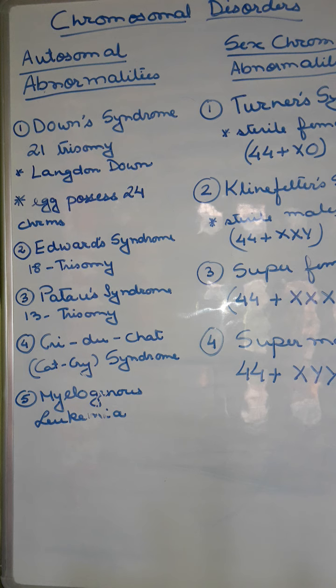Okay. Now next is the Edwards syndrome. Edwards syndrome is also known as the 18th trisomy. It was first described by Edwards in 1960. That means there is an extra chromosome in the 18th chromosome. That's why this is known as 18th trisomy. And simultaneously the particular patient will have 47 chromosomes instead of 46. Here it appears more in females than in males.